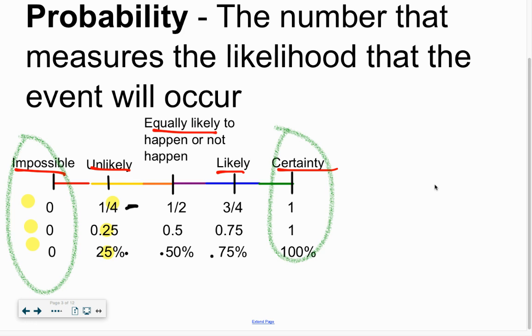Again, to be impossible, it has to be exactly 0, not closer, exactly 0. And to be certainty, it has to be exactly 100. So 99% is not certainty, it's very likely, just likely. So we look at that.